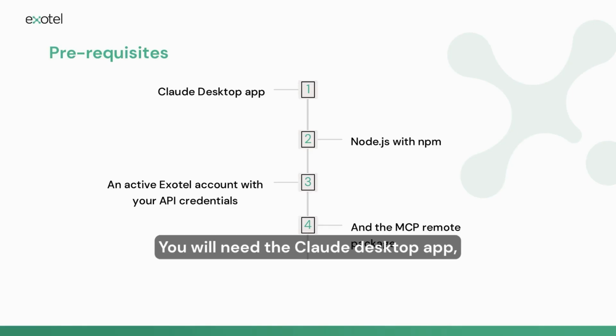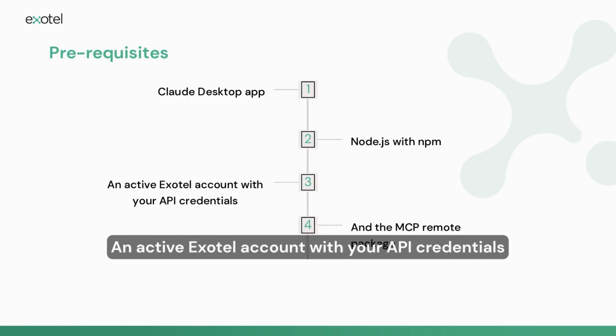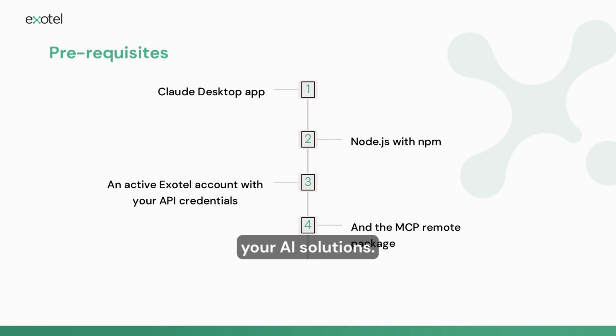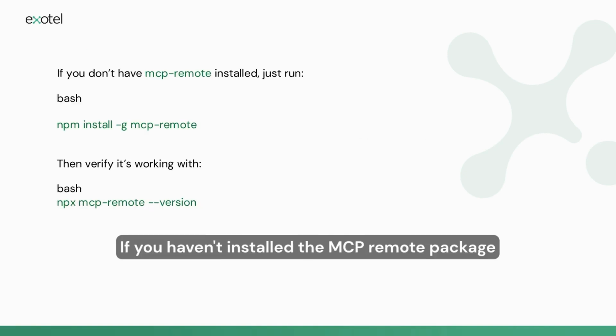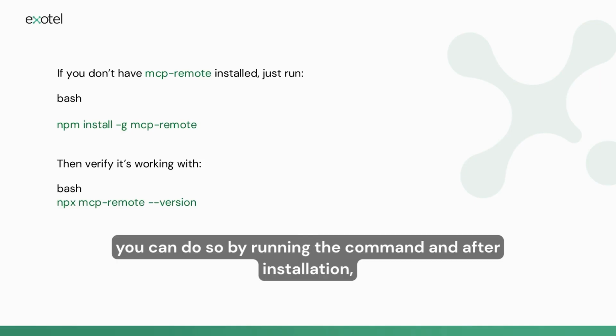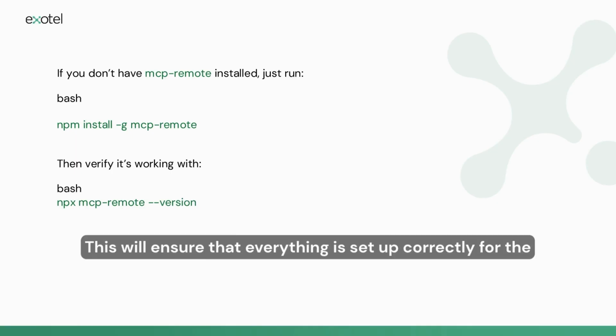Before you get started, there are a few prerequisites to keep in mind. You will need the Claude desktop app, which can be used to manage AI agents. Node.js with NPM is required for running the necessary scripts and applications. An active Exotel account with your API credentials is crucial for accessing the Exotel services. Lastly, ensure you have the MCP remote package, which will facilitate the integration and deployment of your AI solutions. If you haven't installed the MCP remote package yet, you can do so by running the command and after installation, verify if it's working. This will ensure that everything is set up correctly for the next steps.